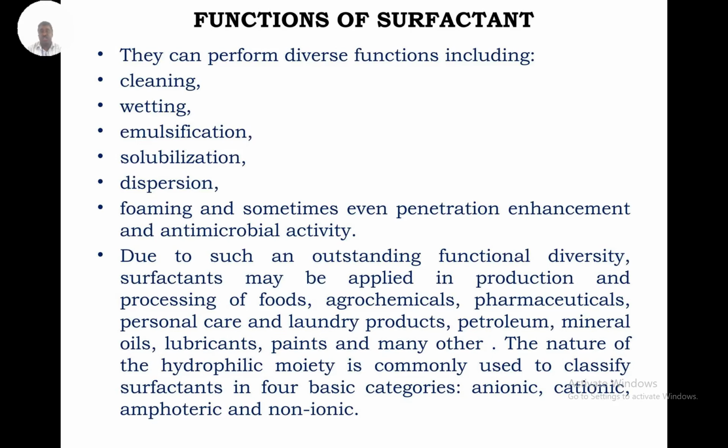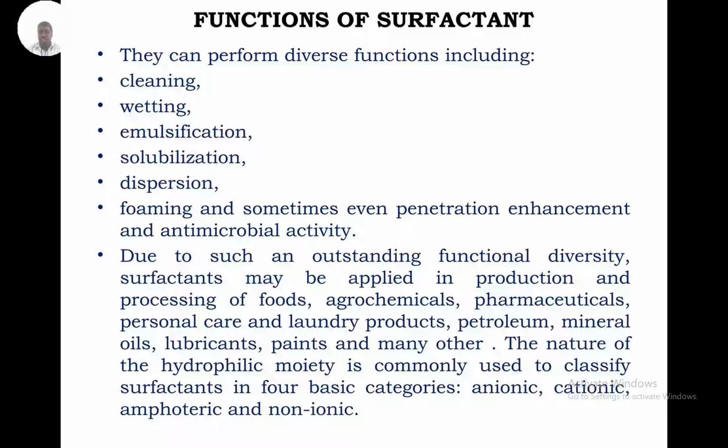And the functions of surfactants: they can perform diverse functions including cleaning. For the majority of soaps and shampoos, surfactants are used for cleaning. The next function of surfactants is wetting. Then emulsification, and solubilization: for some drugs or some excipients to solubilize, we are using surfactants. Then dispersion and foaming, and sometimes even penetration enhancement and antimicrobial activity. Some surfactants are used as penetration enhancers and for antimicrobial activity.